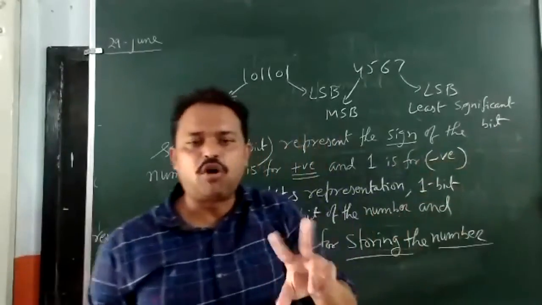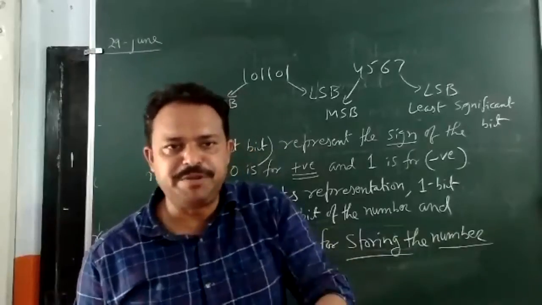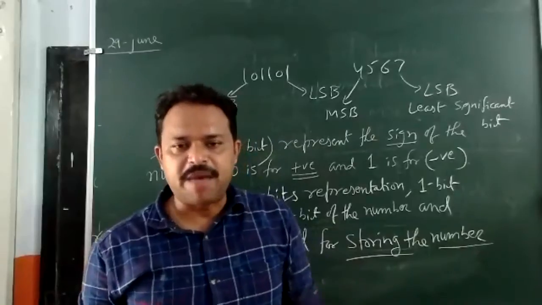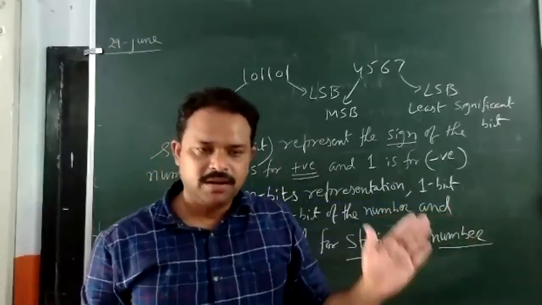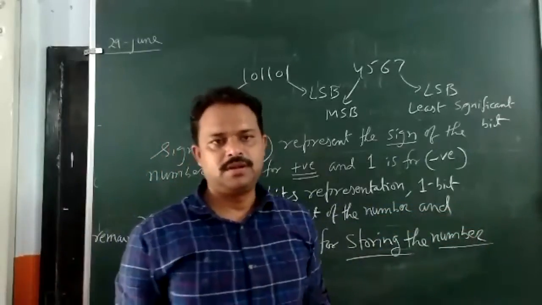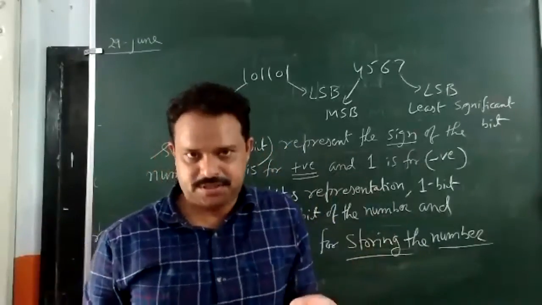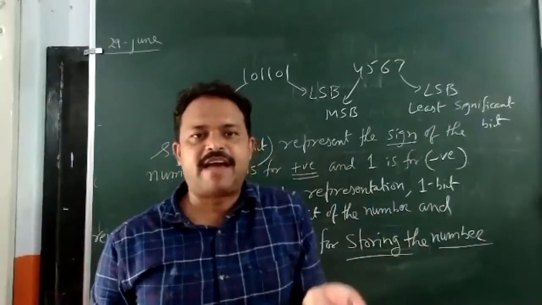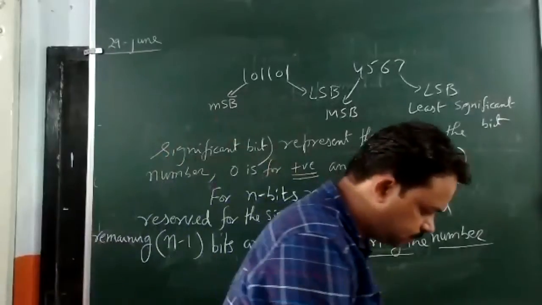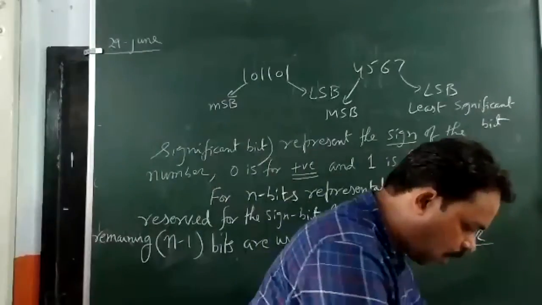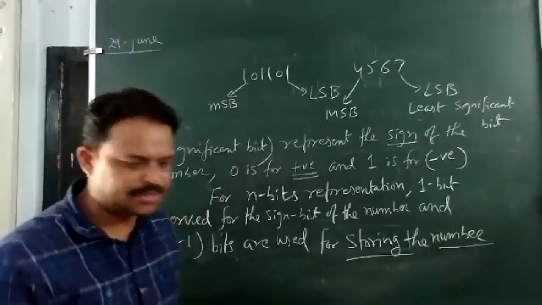These are the two terminologies we use in the number system, MSB and LSB. MSB is the leftmost digit, LSB is the rightmost digit. Why MSB? Because it has more weight, and weight means place value. I hope you have understood the meaning of sign magnitude representation.